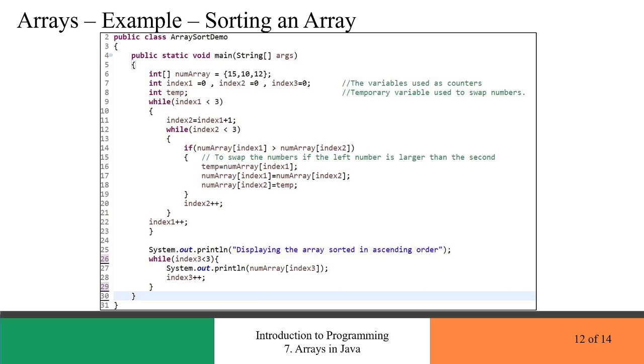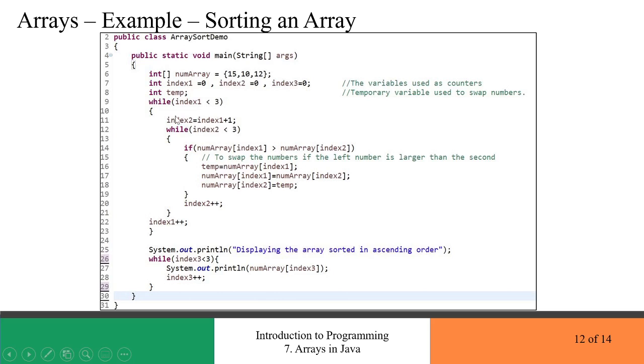The value of a is copied to the temporary variable. The value of b is copied to a. And the value of a, that is the old value of a, which was stored in the temporary variable, is now copied to b. Thus, at the end of the process, the values of a and b are swapped. This is the reason of using a temporary variable to help us with the swapping operation.